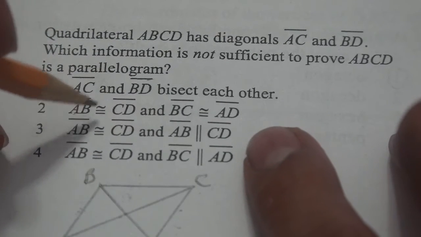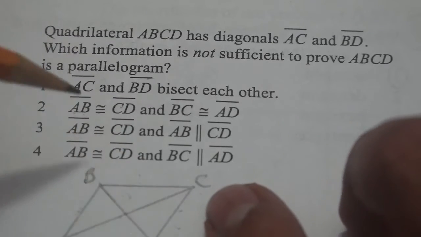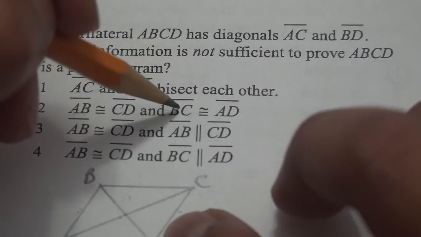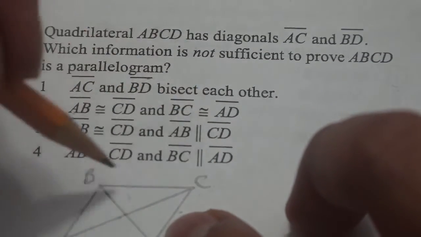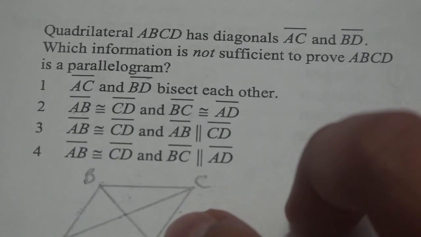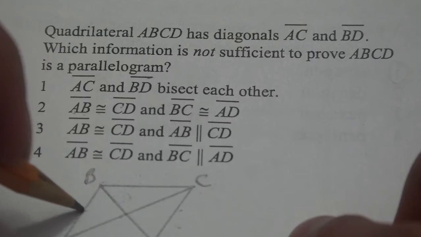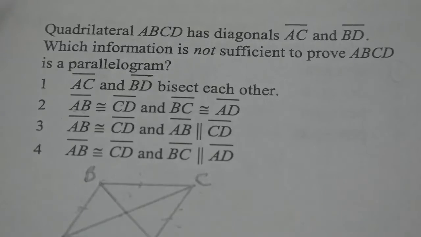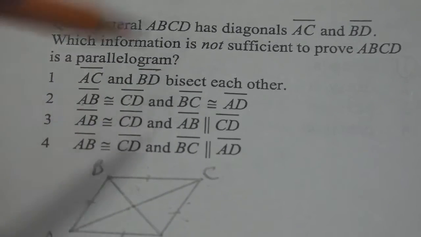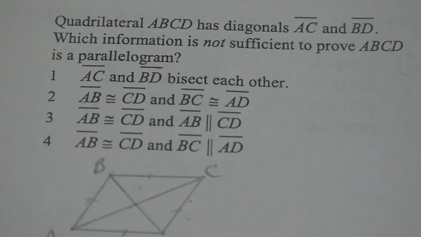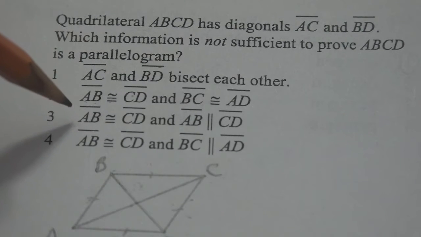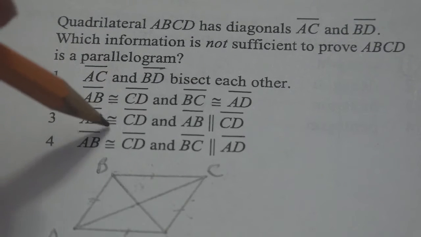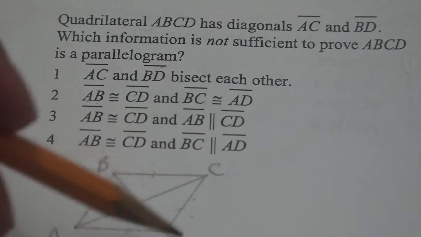What else? AB is congruent to CD, and BC is congruent to AD. So these two are congruent and these two are congruent. Yes, in a parallelogram, two pairs of opposite sides are congruent. What else? AB is congruent to CD, yes.